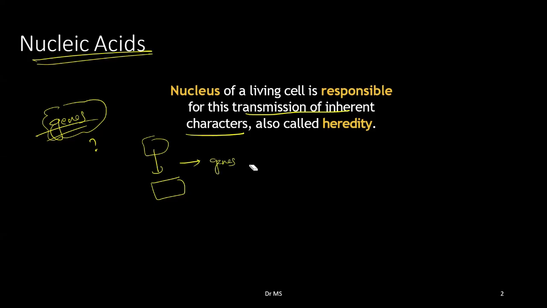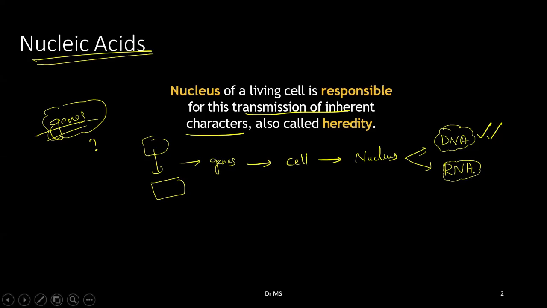There are genes. Then where are these genes present in the body? They are present inside the cell, inside the nucleus. In some organisms, it is present in the form of DNA. In some organisms, it is present in the form of RNA. In most organisms, DNA is the genetic material. Nature has selected DNA as the genetic material compared to RNA. RNA is the genetic material in a few viruses.